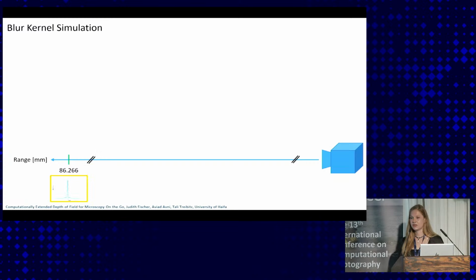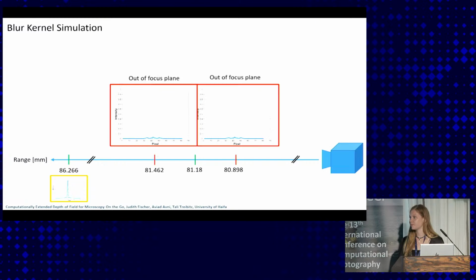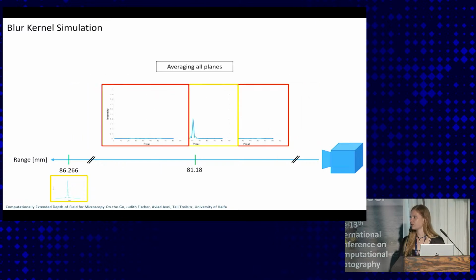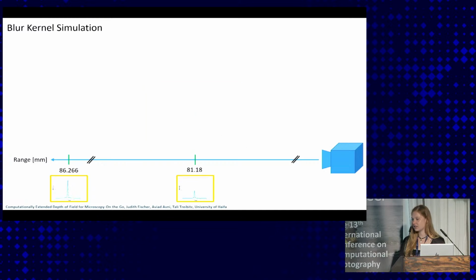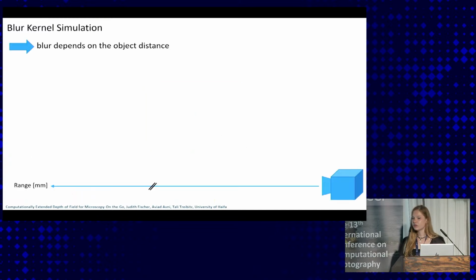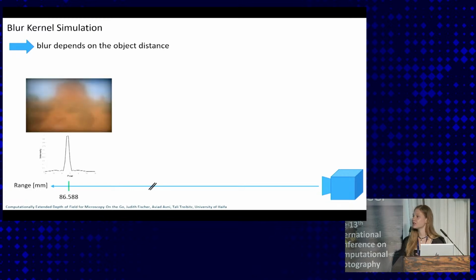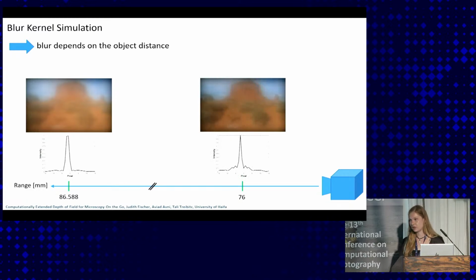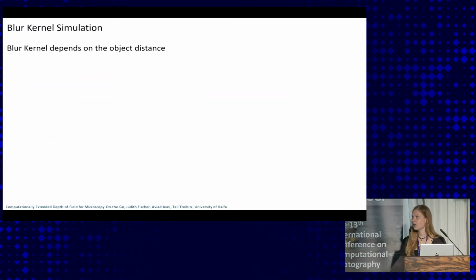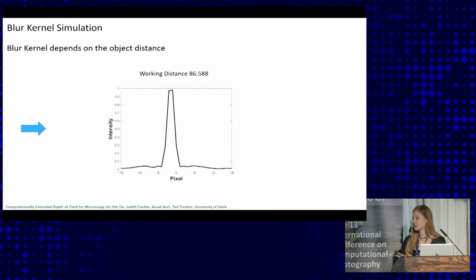What we did now is that we simulated the blur kernel for each single in-focus plane. This is just another simulation for another distance, and you can see that it's different. Through the simulation, we found out that the blur depends on the object distance. This is the blur at the end of our range, and this is how the blur appears in the beginning of our range. Here you can again see the difference between the last plane and the first plane, and therefore we simulated 42 different blur kernels for our system.